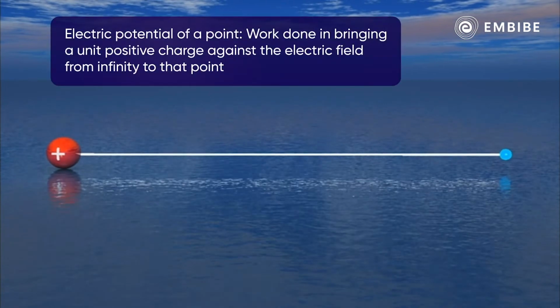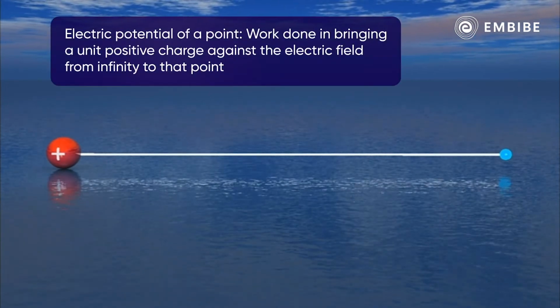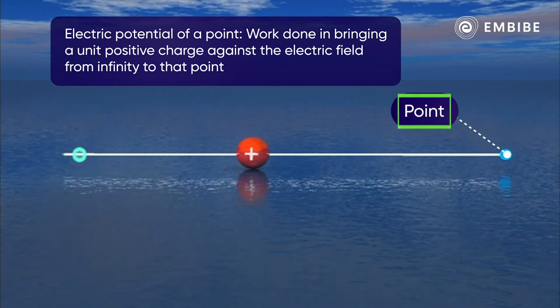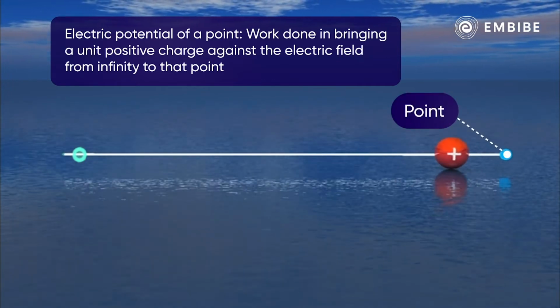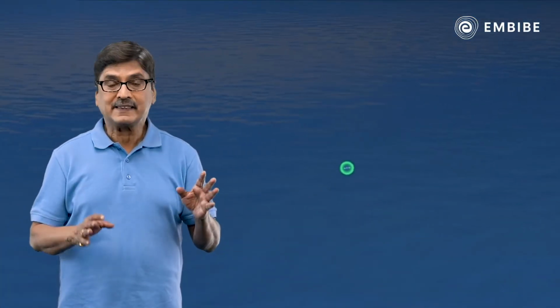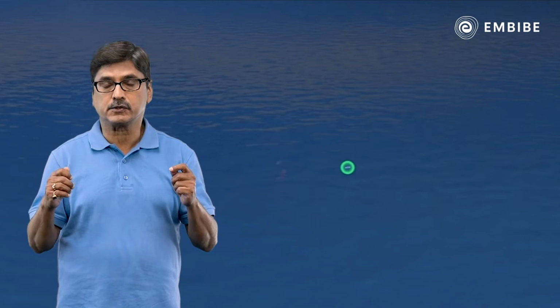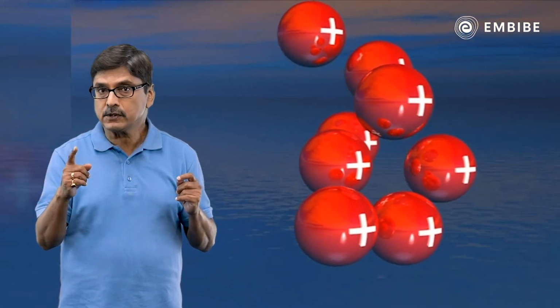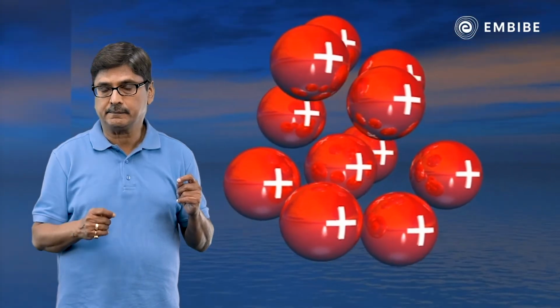We've already seen that work done in bringing a unit positive charge from infinite distance to a particular point in an electric field gives the electric potential at that point. We can also say that acquisition of positive charge raises the level of electric potential at that point or on the surface of the body.